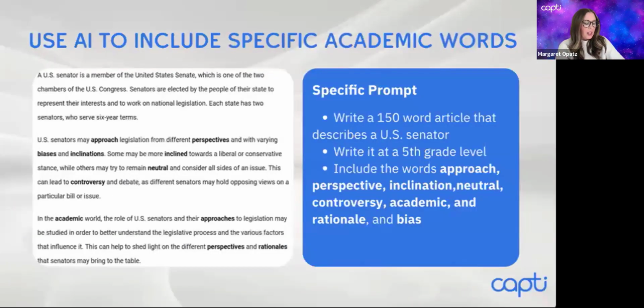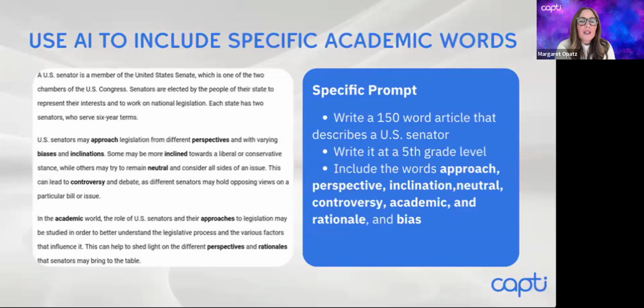So then the final thing, especially with AI now, is that we can actually ask whatever AI system you're using to rewrite a text to include specific academic words. So if you know that there are specific words that students have struggled with, or you want them to really learn and know, you can ask it to include these specific words.